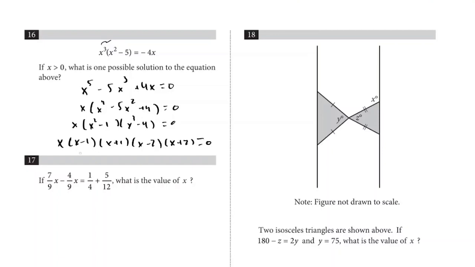Now to, again, find all the x's, we have x equals negative 1, 1, 2, and negative 2. Now, what is one possible solution? If x is greater than 0, that means the solutions are 1 and 2. So both answers work. Now, you either put 1 or 2 because it asks for just 1.